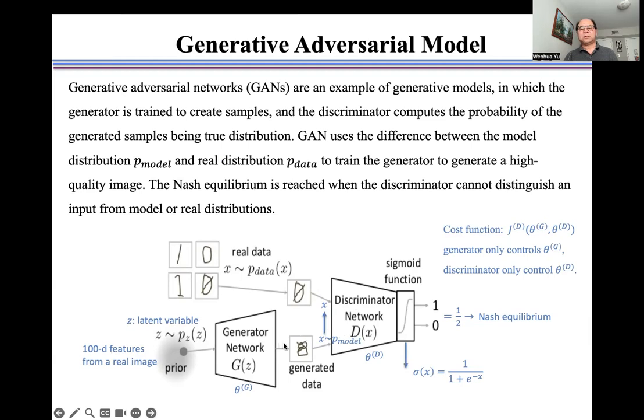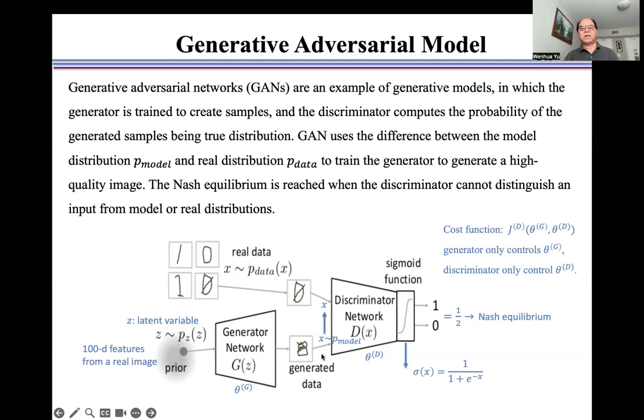The generator is trained to generate an image from a uniform noise distribution, while the discriminator is used to predict the input from a real image or from a generative model. The generator is trained to improve the quality of the generated image until the discriminator cannot tell the difference of the input X from a real image or from a generative model.